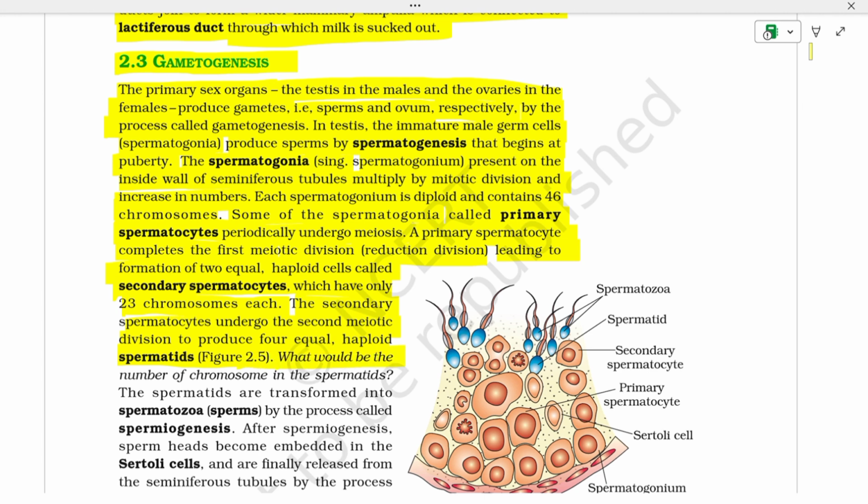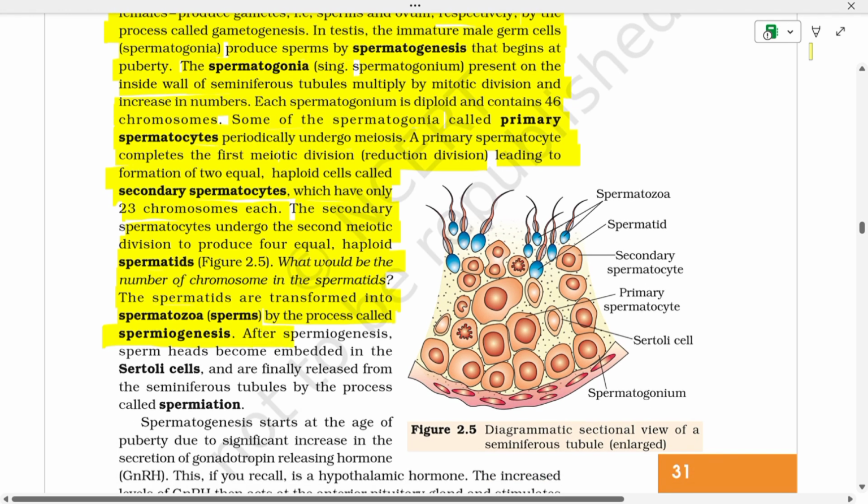Figure 2.5. What would be the number of chromosomes in the spermatids? The spermatids are transformed into spermatozoa, sperms, by the process called spermiogenesis. After spermiogenesis, sperm heads become embedded in the Sertoli cells and are finally released from the seminiferous tubules by the process called spermiation.